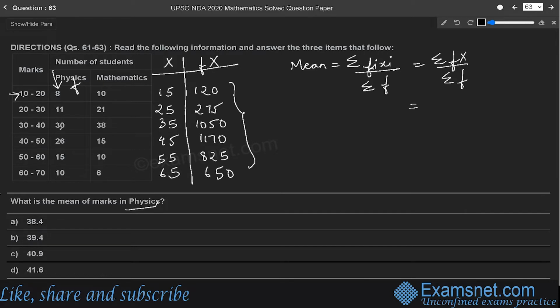So summation of f of x is equals to 4090. When we add all these terms, it will be 4090, and summation of f will be equals to 100. So which is equals to 40.9. So the mean for the marks in physics is 40.9. So the correct option is option number C, which is 40.9.